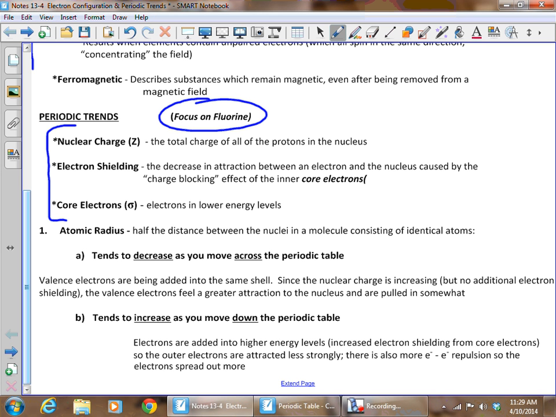And so it's just the atomic number. The more protons you have in the nucleus, the higher the nuclear charge is going to be. Electron shielding and core electrons kind of go hand in hand.